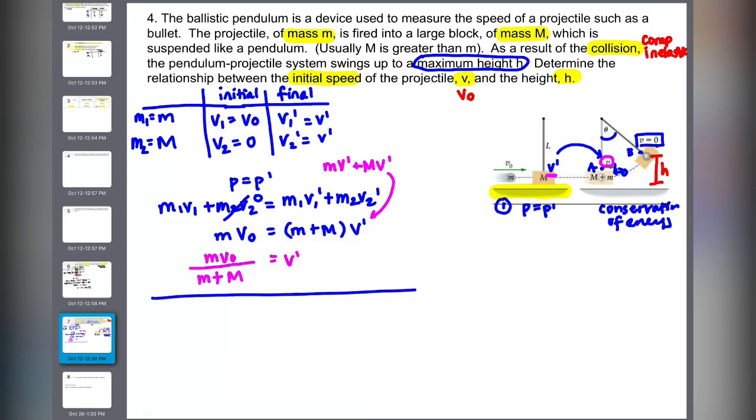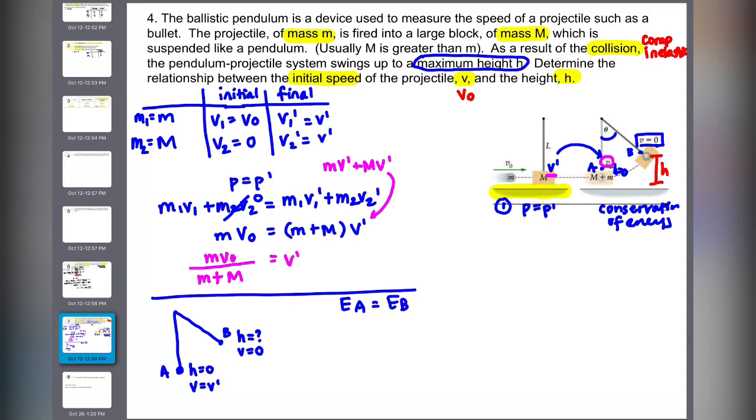The second part now is about the conservation of energy. At the bottom, I'm going to redraw the pendulum, okay? At the bottom of the pendulum, which is point A, the height is 0, and the speed is v prime, whatever the collision's velocity is. At point B, the height is what I'm looking for, and the v is 0 because this is the maximum height.